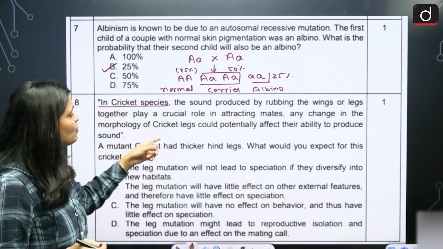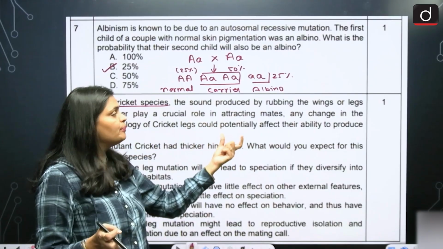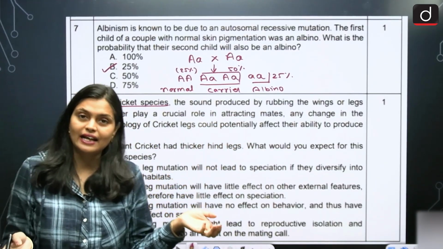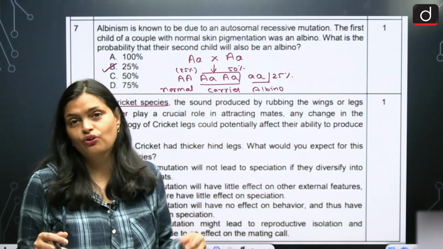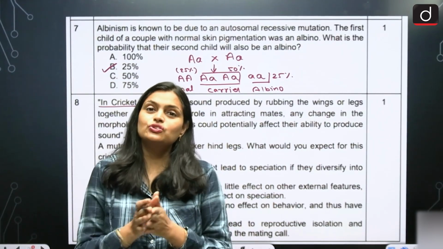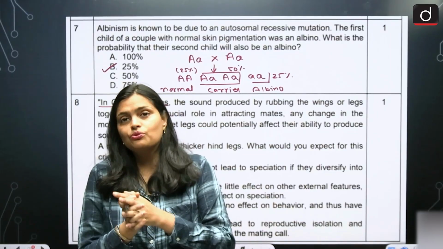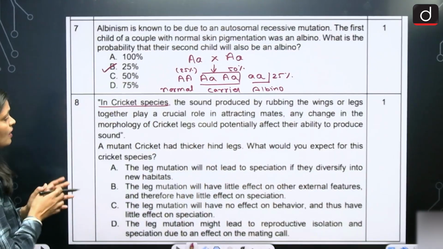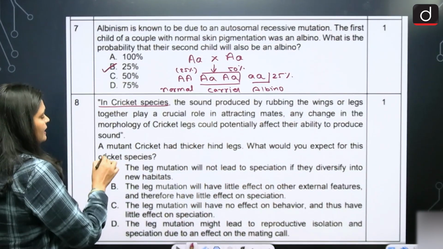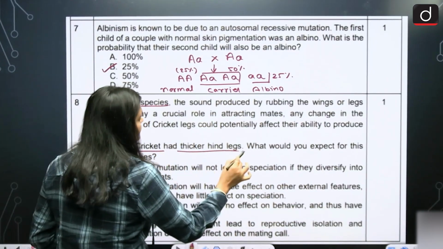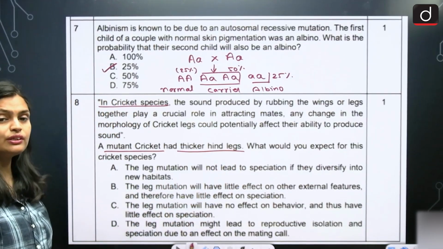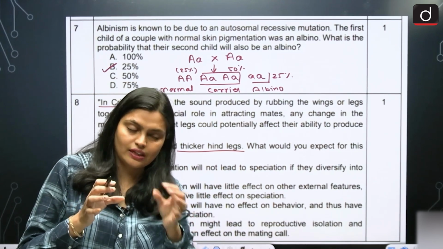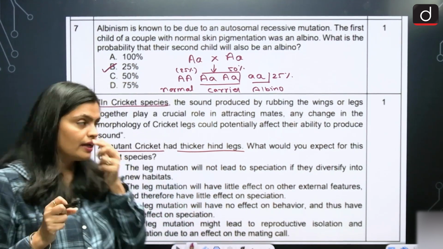Any change in the morphology of the leg could potentially affect their ability to produce sound. अब अगर उनके लेग में कोई म्यूटेशन हो जाता है तो ऑब्वियसली कोई चेंज हो जाता है, तो साउंड जो प्रोड्यूस हो रहा था, the production of sound will be changed. So a mutant cricket has a thicker hind leg. तो अभी जो म्यूटेंट क्रिकेट है ना, उसका जो लेग था पीछे वाला वो काफी मोटा हो गया है, hind.